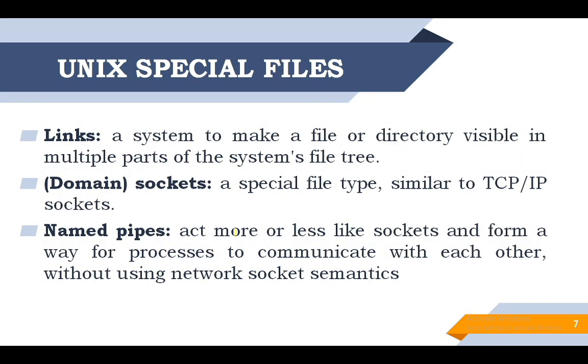Then next, the Unix operating system has three other special types of files. The first one will be links, sockets and named files. A link is a way to make a file or a directory visible in multiple parts of the system's file tree. That is when links will be used.